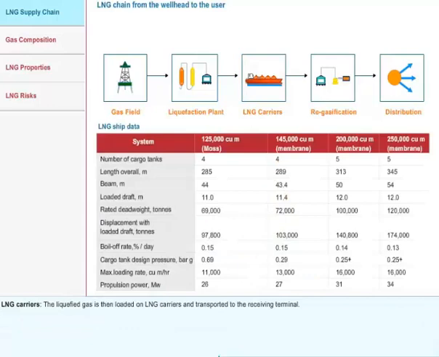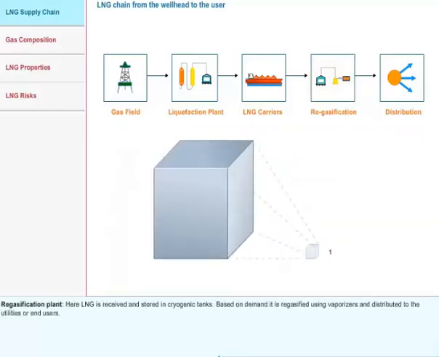LNG carriers. The liquefied gas is then loaded on LNG carriers and transported to the receiving terminal. Regasification plant. Here, LNG is received and stored in cryogenic tanks. Based on demand, it is regasified using vaporizers and distributed to the utilities or end users.